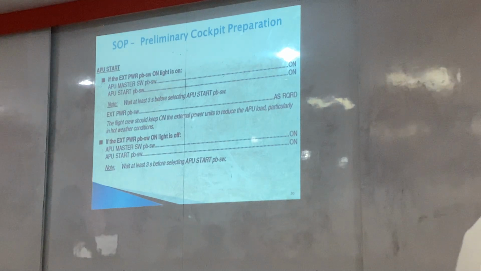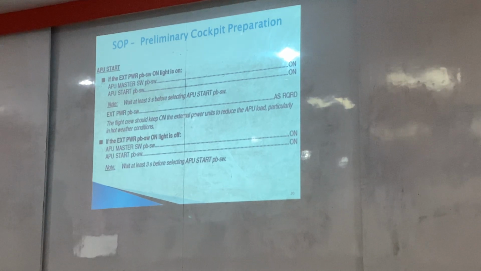If the external power push button switch is on and the light is on, the APU master switch push button is on, and the APU start push button switch is on, wait at least 3 seconds before selecting the APU start push button switch. The flight crew should keep the external power unit on to reduce the APU load, particularly in hot weather conditions.